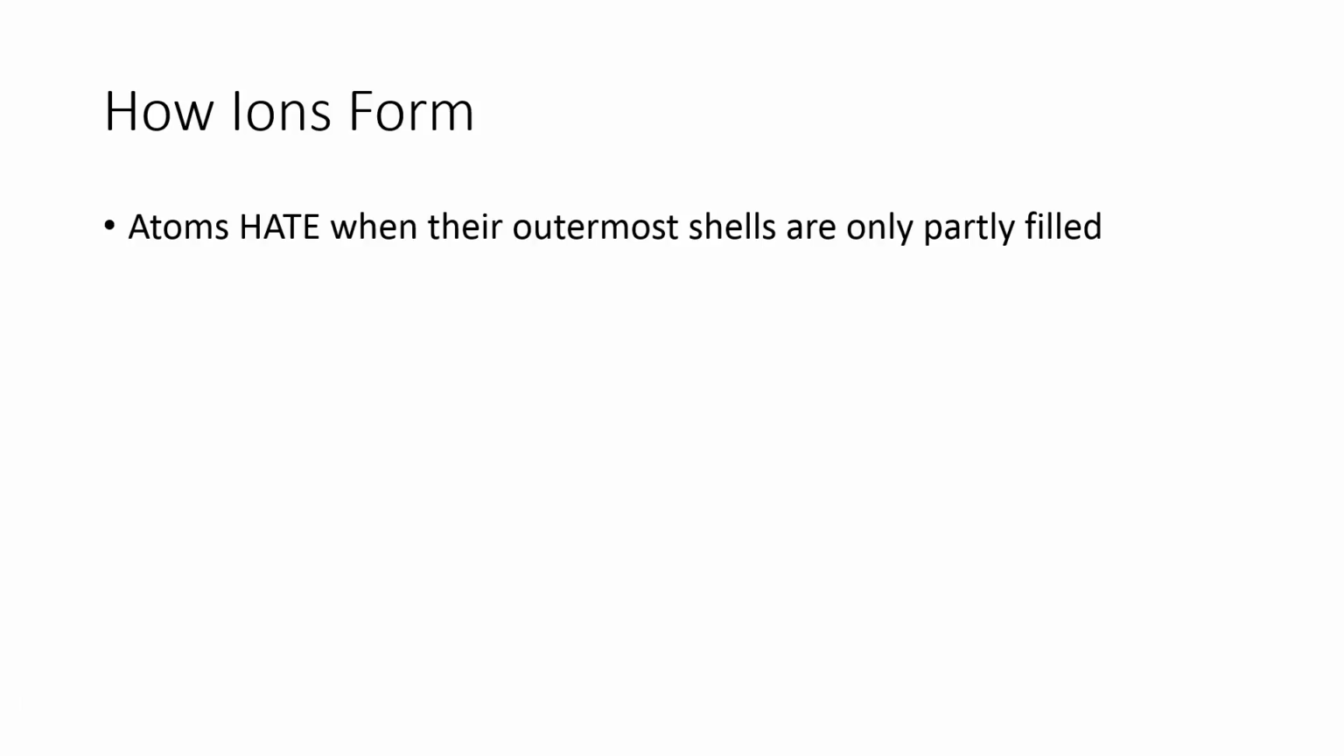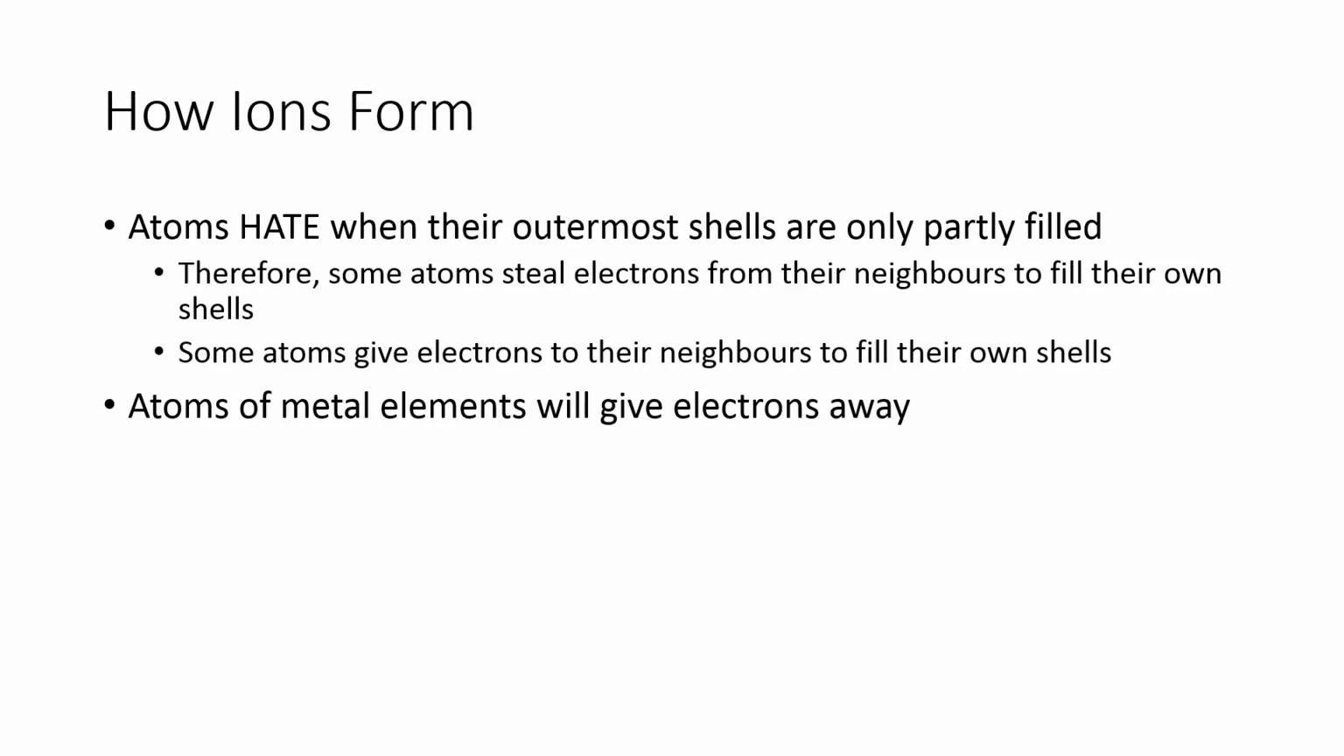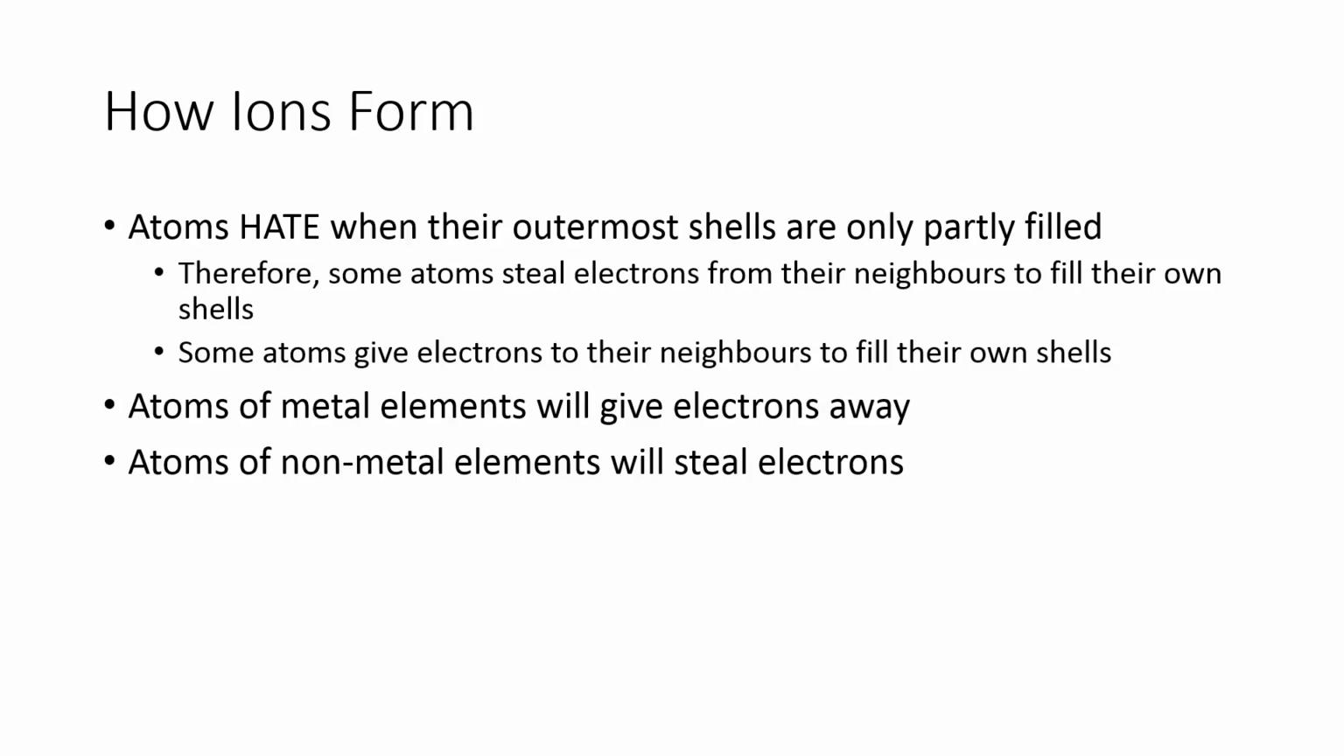How do they form? Well, importantly, atoms hate when their outermost shells are only partly filled. They'll do anything to fill up that outermost shell. Therefore, some atoms will steal electrons from their neighbors in order to fill their own outer shell. Some atoms will give electrons away to their neighbors in order to fill up that shell. Atoms of metal elements will tend to give the electrons away, where atoms of non-metal elements will tend to steal the electrons from their neighbors.